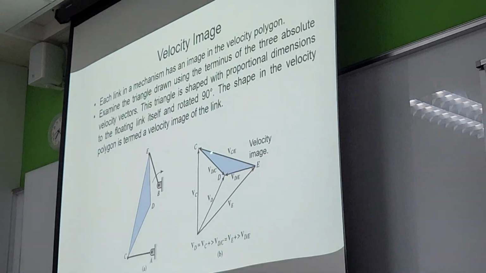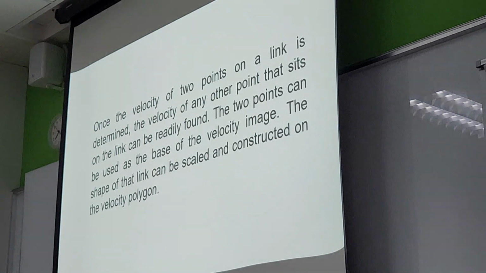So the linkage information can be used as velocity imaging. So velocity images you can now identify. The advantage is any point on the link can be calculated using the velocity images. Once the velocity of 2 points on a link is determined, the velocity of any other point that sits on the link can be readily found. So the 2 points can be used as the base of the velocity image.